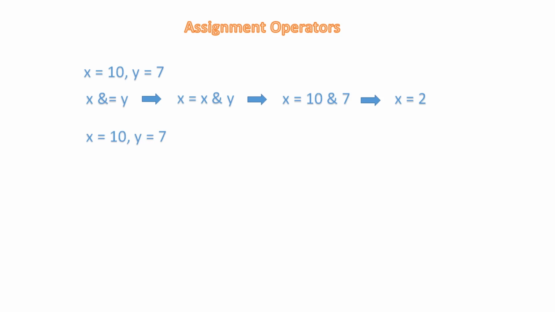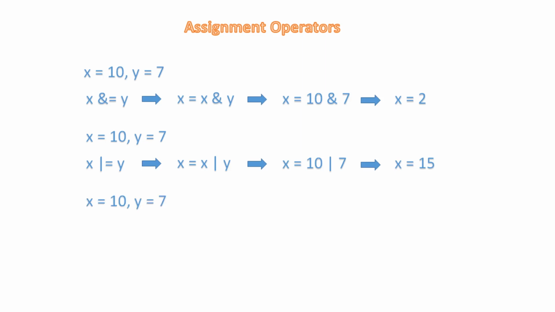Let's assign x is equal to 10 and y is equal to 7. x |= y. We can write it as x is equal to x bitwise or y. So 10 bitwise or 7 is equal to 15. Now 15 is reassigned to x.